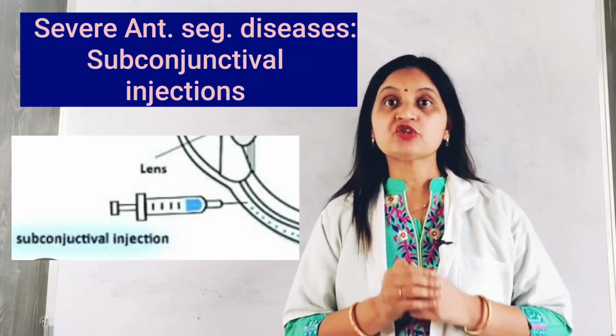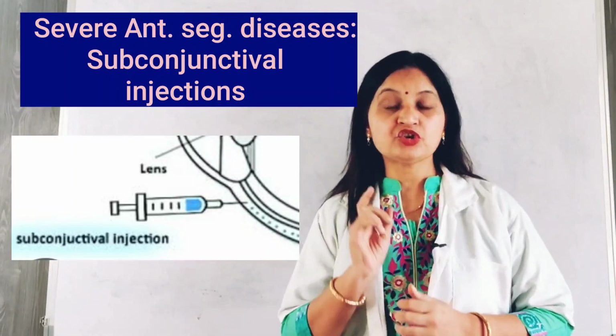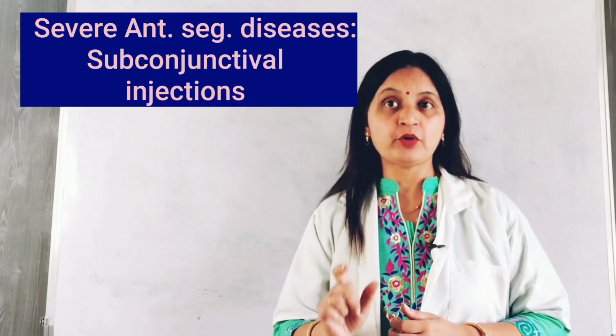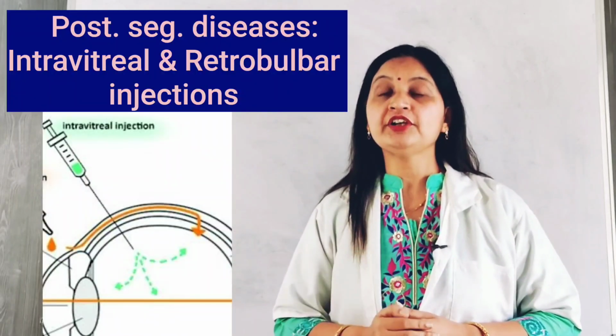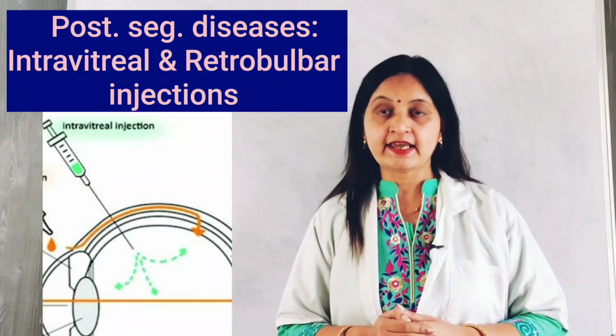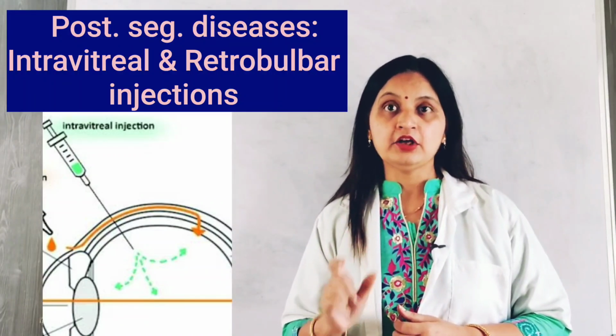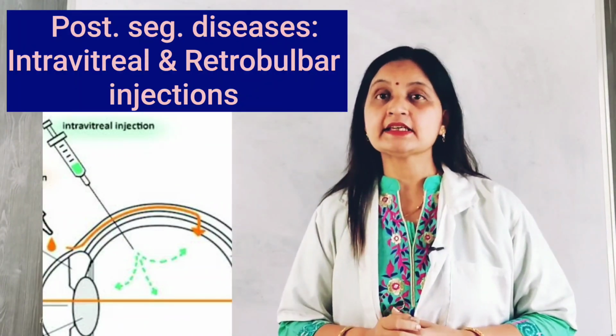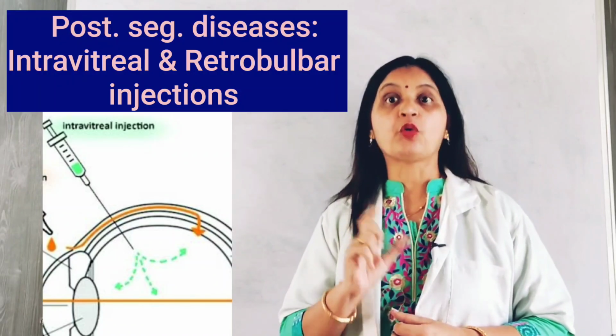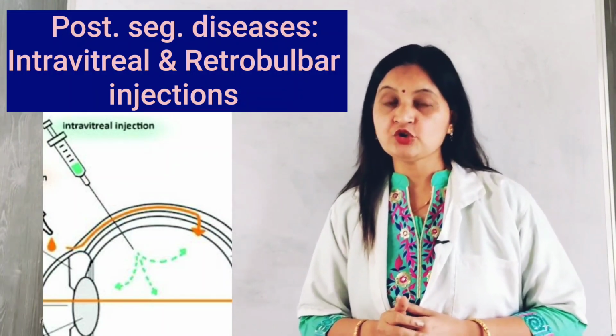Then there are injections such as intravitreal injections, which directly deliver the drug into the posterior segment and are useful in treating inflammation of the posterior segment, which involves the vitreous body, choroid and retina. So in posterior segment diseases, intravitreal injections or retrobulbar injections are very useful.